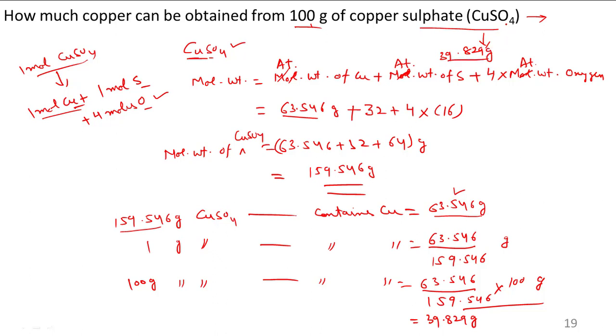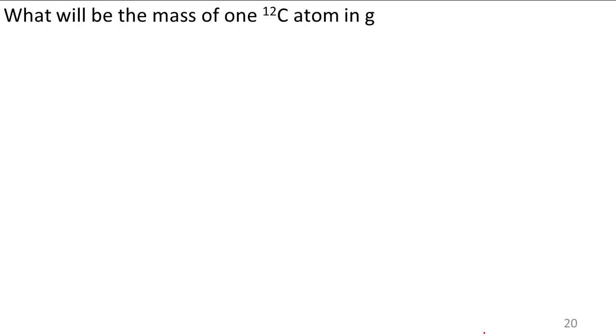First we calculated its molecular weight, then from this formula we saw the relation between the molecule of copper sulfate and the atom of copper. From this we get 1 mole of copper sulfate is equal to 1 mole of copper, and 1 mole of copper sulfate is equal to its molecular weight, whereas 1 mole of copper is equal to its atomic weight. Then by applying this unitary method, we calculated the copper present in 100 gram of copper sulfate. Now he says, what will be the mass of one carbon-12 atom in grams.